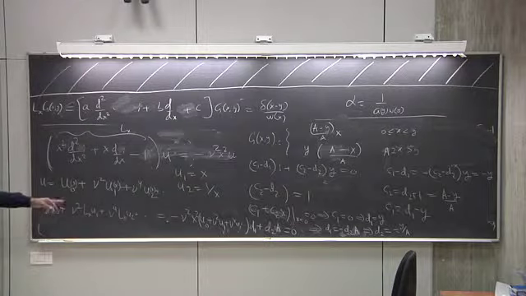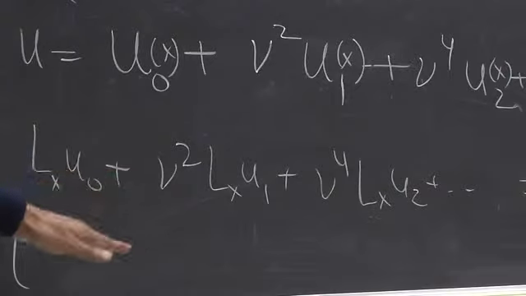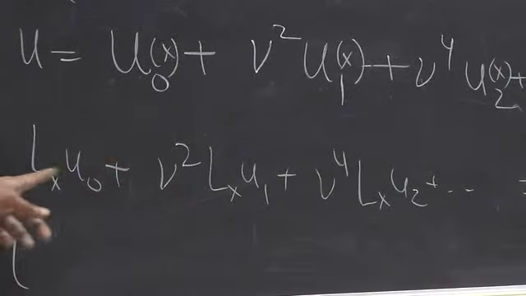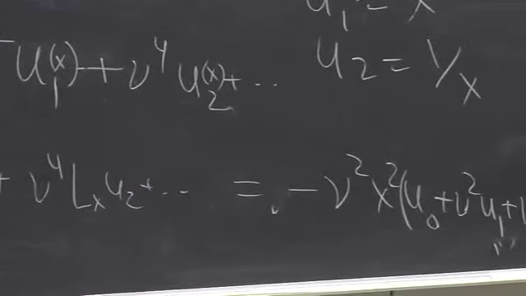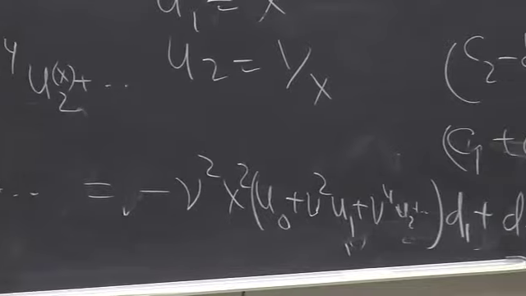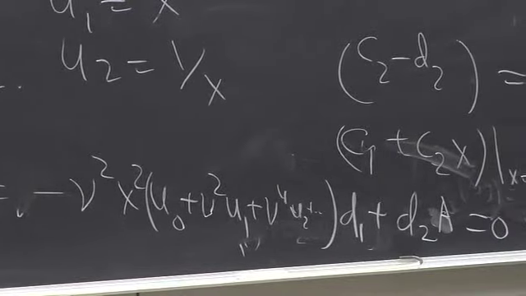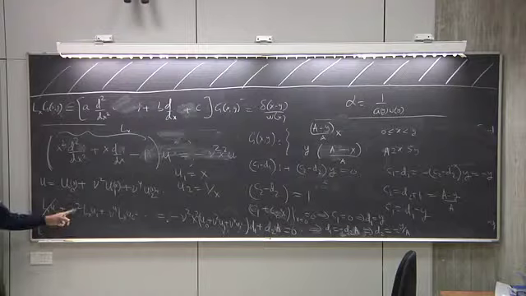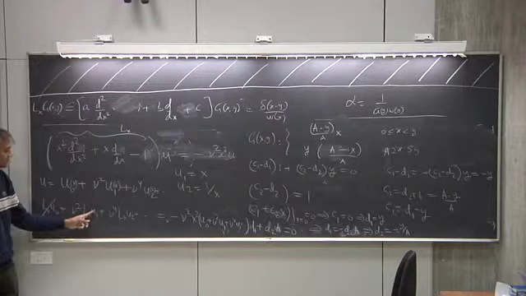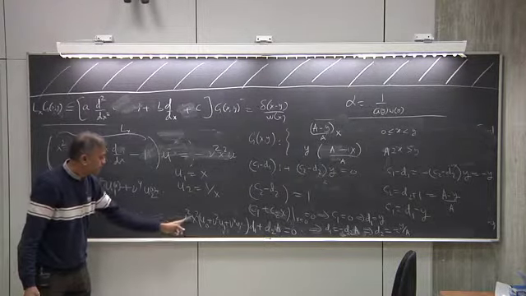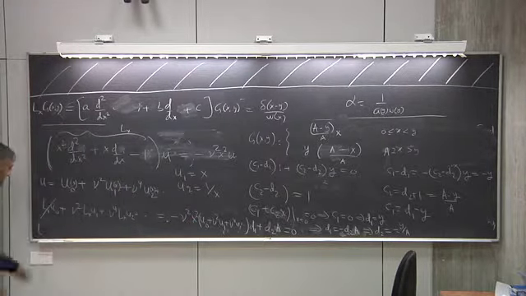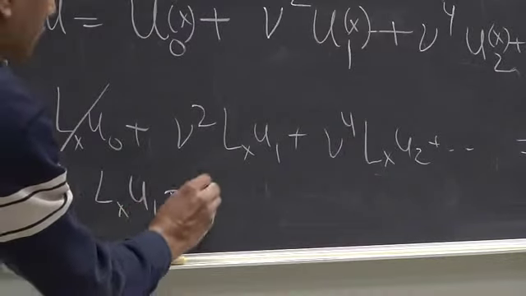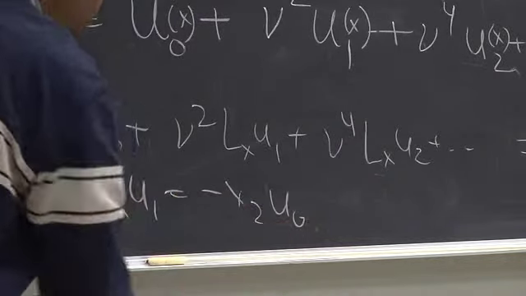Now let's just equate the powers of nu on both sides, the coefficients of the same power of nu. Well, the first term is 0, there is no nu to the 0 term here. Here there is a nu to the 0 term, but by definition we have chosen u naught to satisfy the Lx homogeneous solution, so this vanishes. And then you have the equation nu square times Lx u1 is equal to minus nu square x square times u naught. This is the nu square order, so Lx u1 equals minus x square u naught.